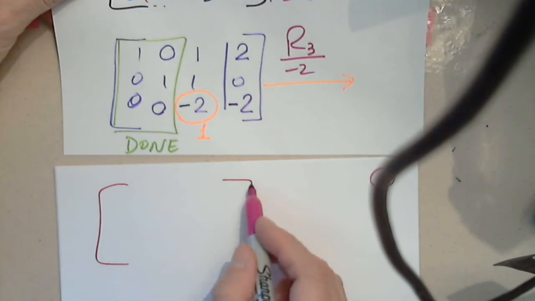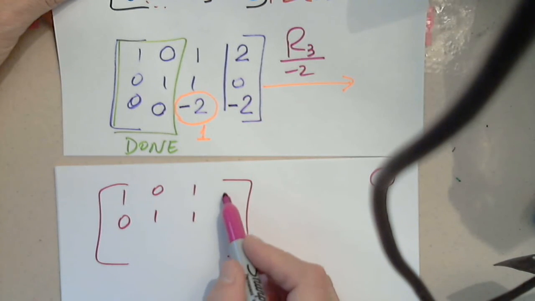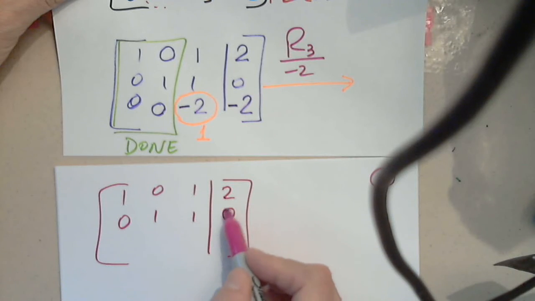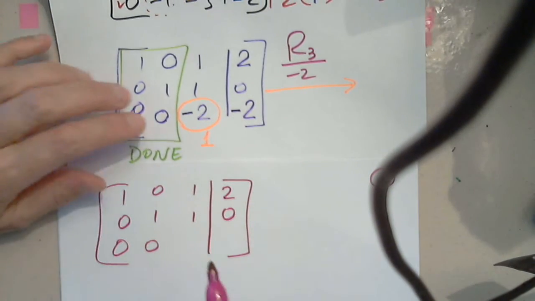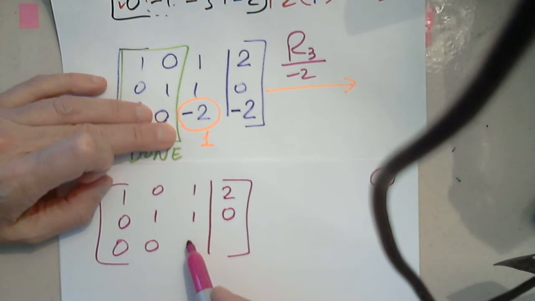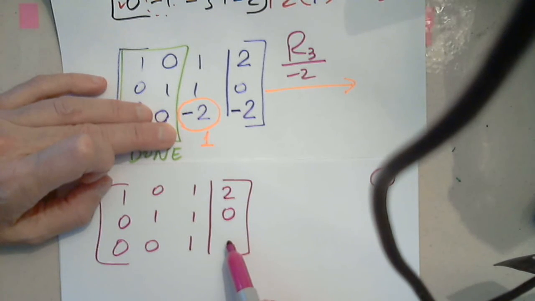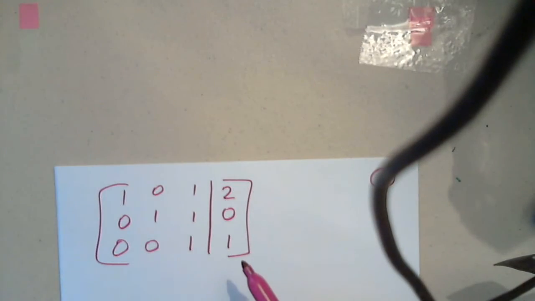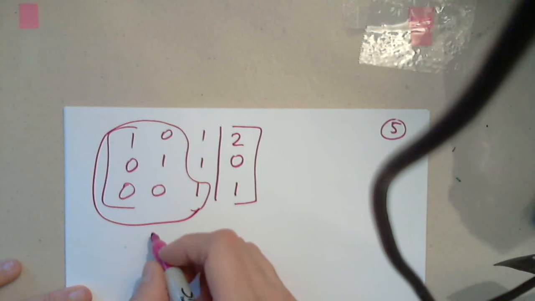I copy everything: the first 2 rows and the zeros. So -2 divided by -2, what do I write? 1. -2 divided by -2 is also 1. Excellent. What have I accomplished? A lot.